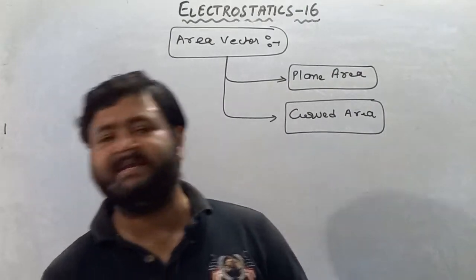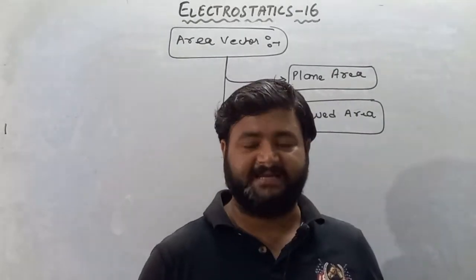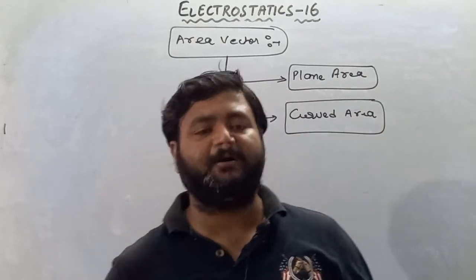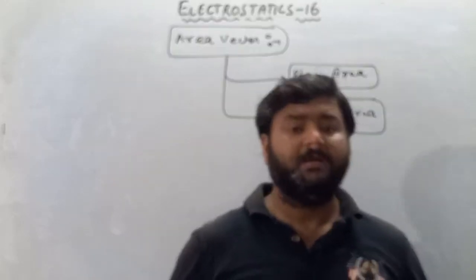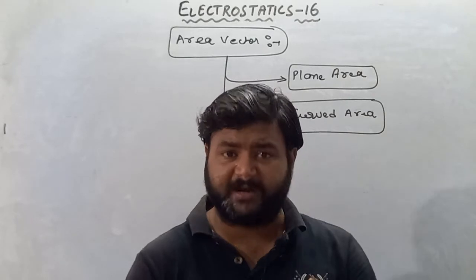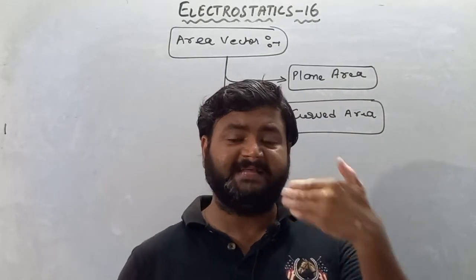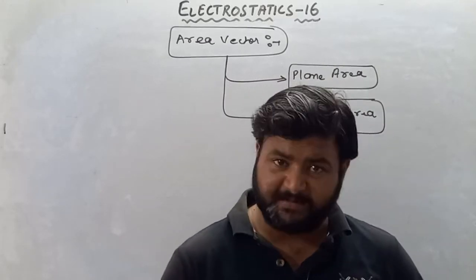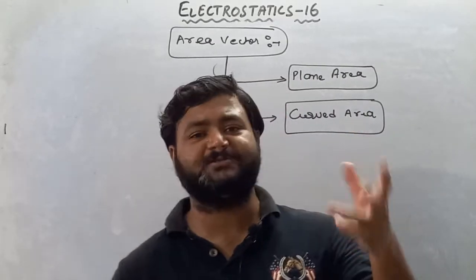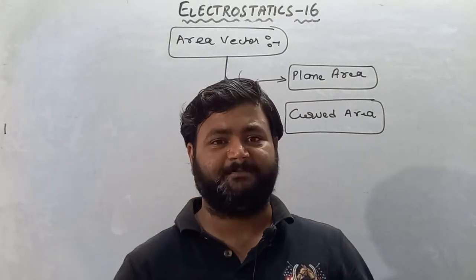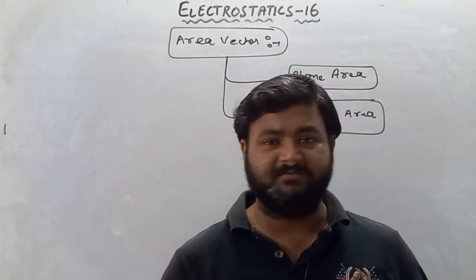One is plane area and second is curved area. Like if we're talking about a cuboid, a cuboid carries 6 faces, all the faces are plane, then that is considered to be plane area. But if I am talking about a solid sphere, then we know that the solid sphere is curved by shape. So that is called curved surface area.